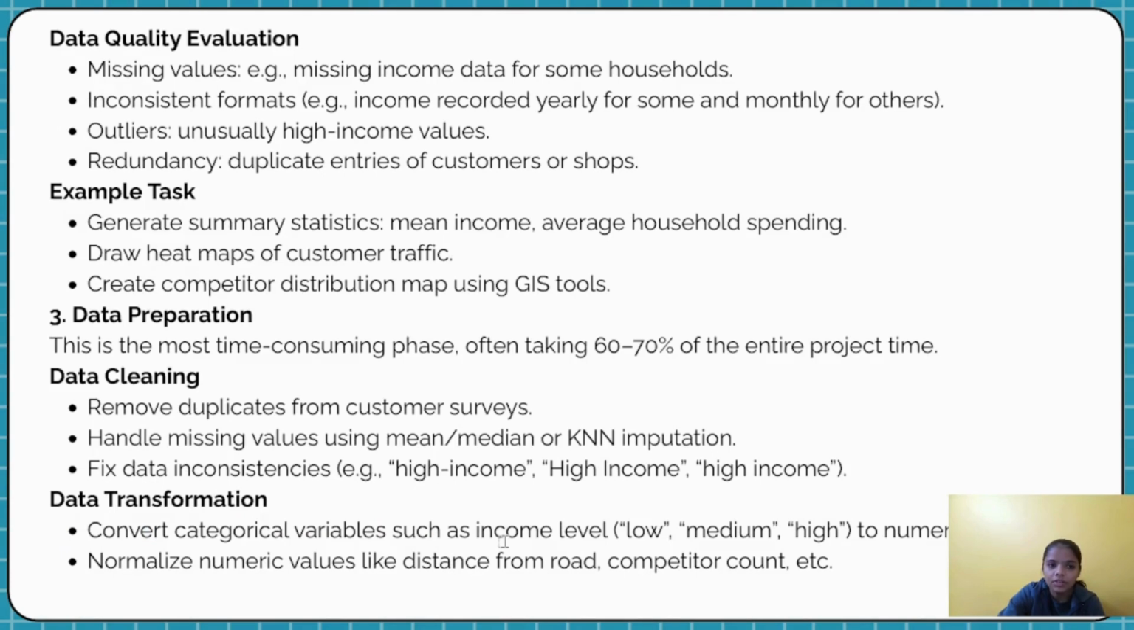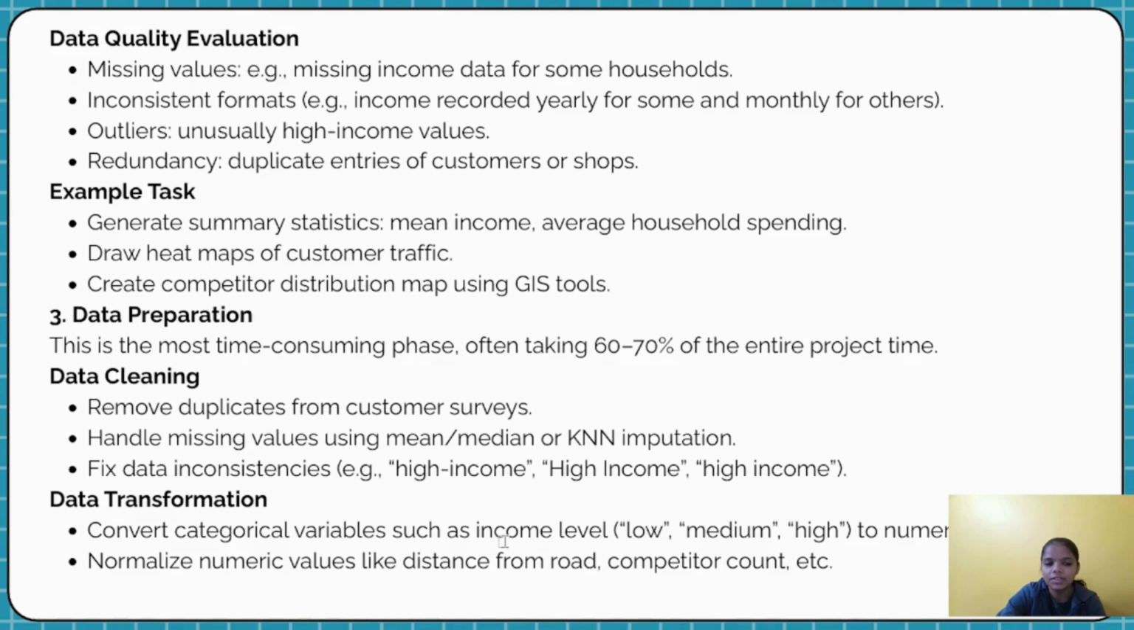Now the data quality evaluation: missing values, for example, missing income data for some households, inconsistent formats, outliers, redundancy, duplicate entries of customers or shops. For example, generate summary statistics, mean income, average household spending. Next, draw heat maps of customer traffic. And create the competitor distribution map using GIS tools.